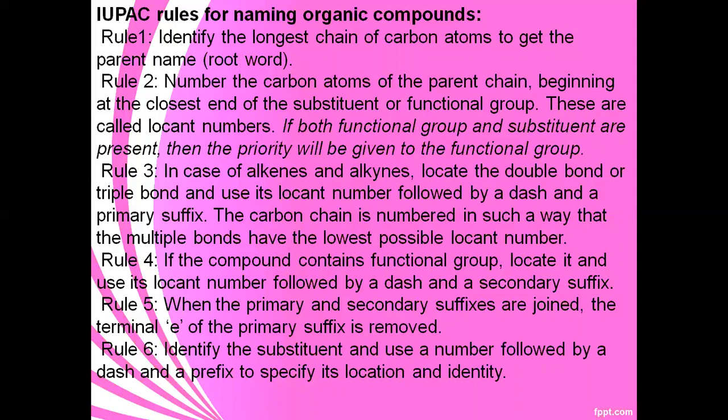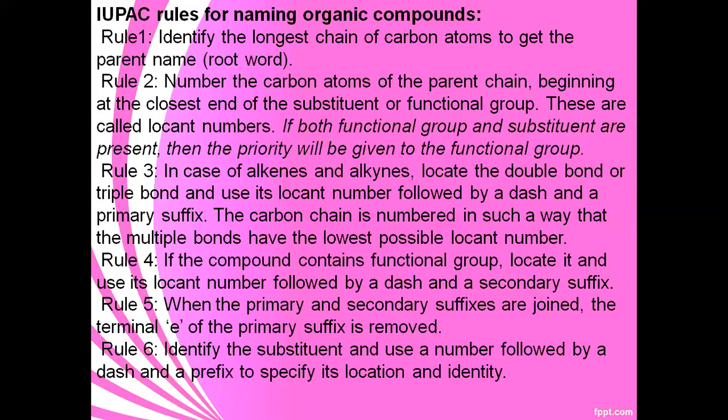Okay. So the carbon atoms of the parent chain are numbered beginning at the closest end of the substituent or functional group, and those numbers are called locant numbers. So from the beginning of the compound, where the functional group or substituent is present, that is called the locant number.